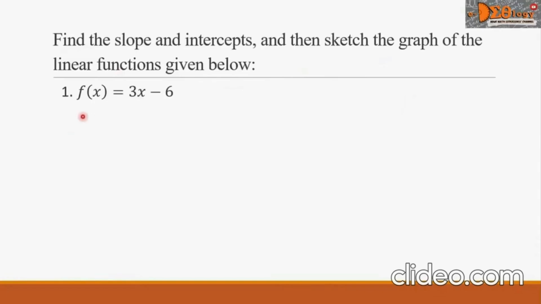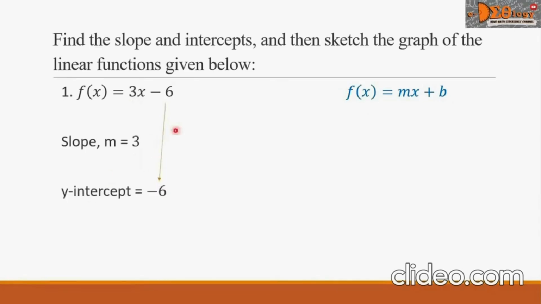Number 1, f of x equals 3x minus 6. So we write the general form of the linear functions here. The f of x equals mx plus b. First, we can collect the slope, which is the coefficient of x, and that is 3. Followed by the y-intercept, which is negative 6. And if we write this as an ordered pair, it will be 0, negative 6.